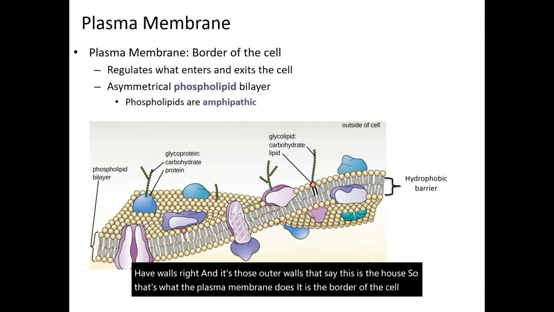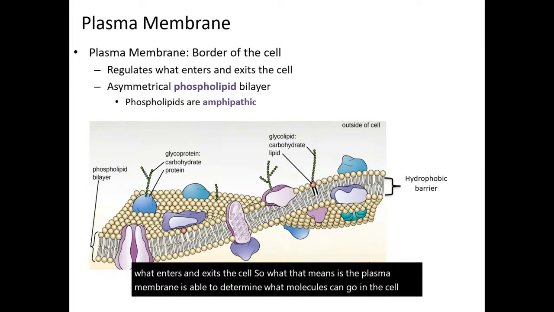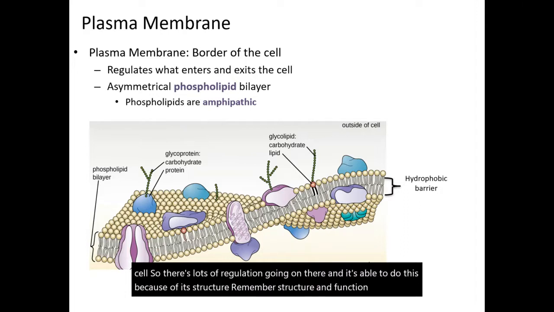And with that job or that title also comes the additional role of regulating what enters and exits the cell. What that means is the plasma membrane is able to determine what molecules can go in the cell, what molecules can leave the cell, when things can enter and exit the cell, and how many of each molecule can enter and exit the cell. So there's lots of regulation going on there. And it's able to do this because of its structure. Remember, structure and function always go hand in hand.